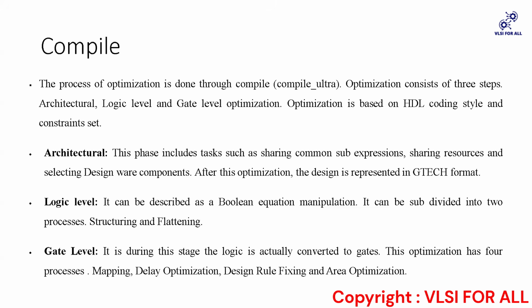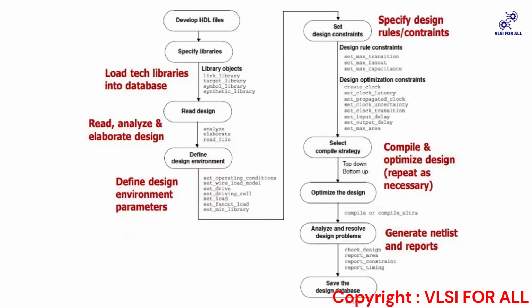Now let's see the gate level. It is during this stage that the logic is actually converted into gates. This optimization has four processes: mapping, delay optimization, design rule fixing, and area optimization. Okay, this is what compile is. You can use the compile ultra command or the compile command for the optimization of the design. You can repeat it n number of times until you get no timing violations and your desired outcome.